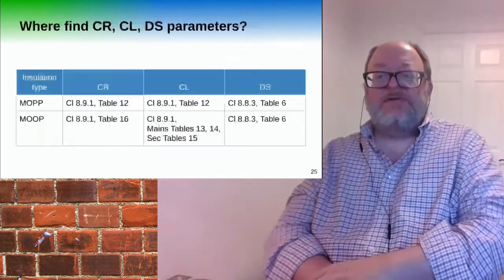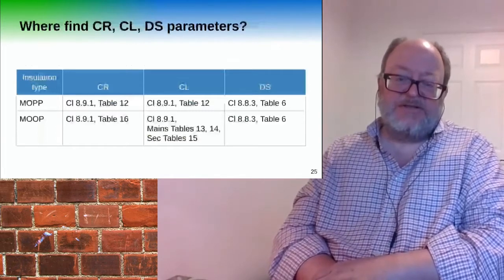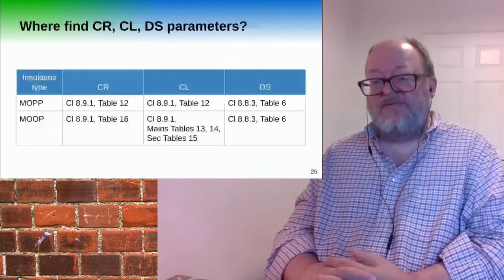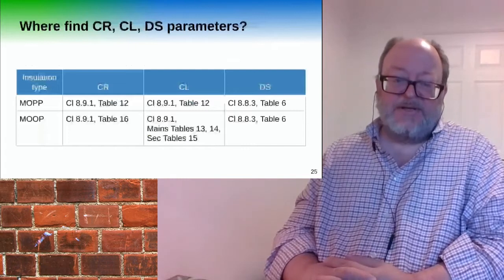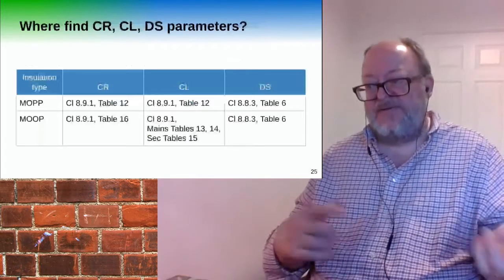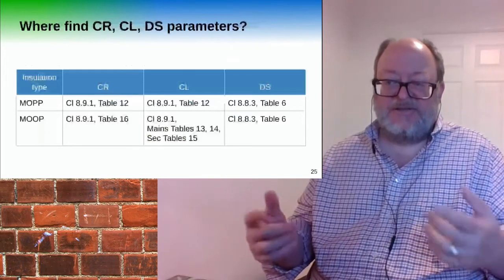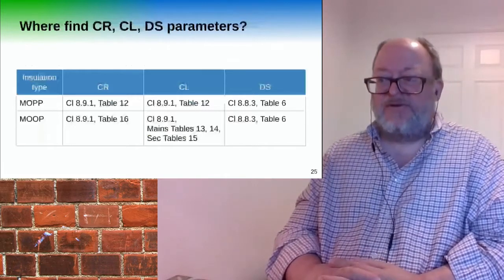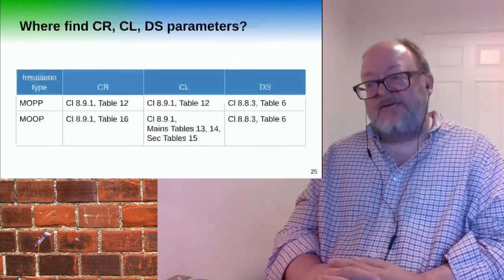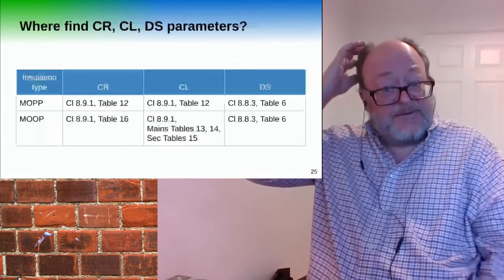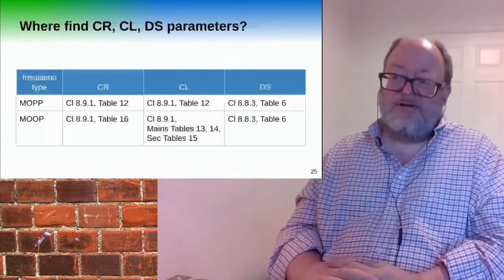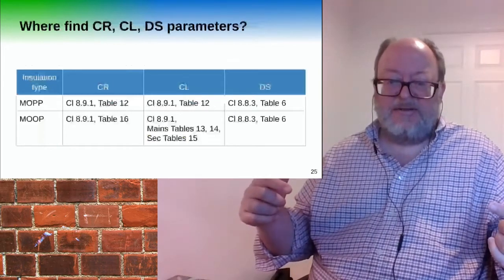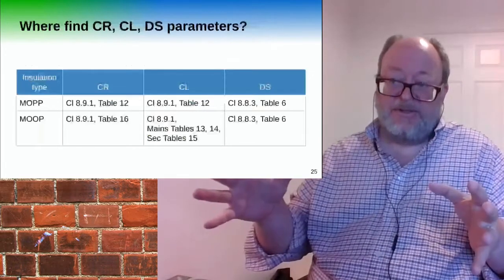So where do we find creepage, clearance, and dielectric strength? Patient protection has in 8.9.1 a table 12, and in 8.8.3 this table 6 for dielectrics. With operator protection, 8.9.1 has a table 16 for creepage, and the clearance in a mains circuit is tables 13 and 14, and table 15 is for secondary circuit clearance. And dielectric strength is in that same table 6, so there are some columns for patient as well as different columns for operator. Generally, operator parameters are going to be less than patient values, less but appropriate, certainly safe.